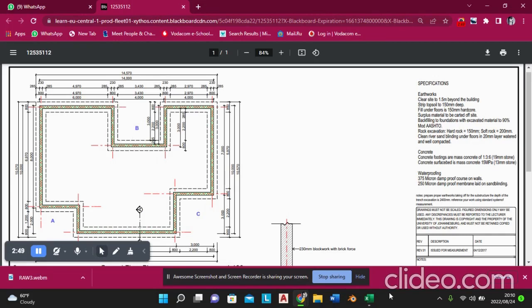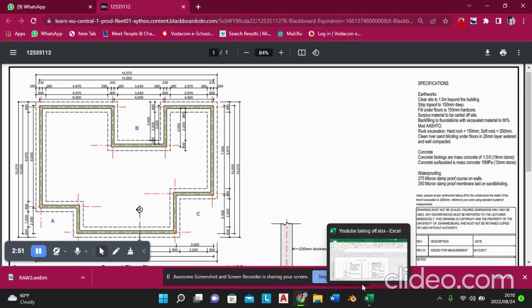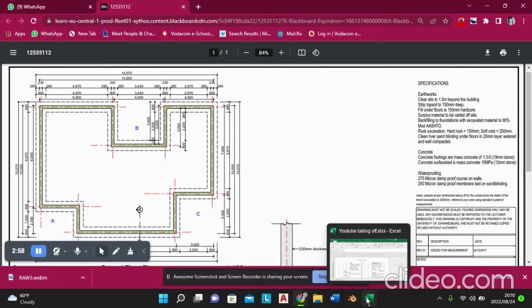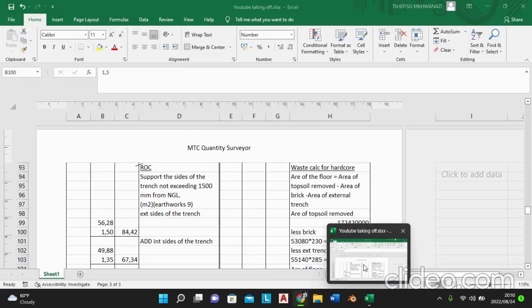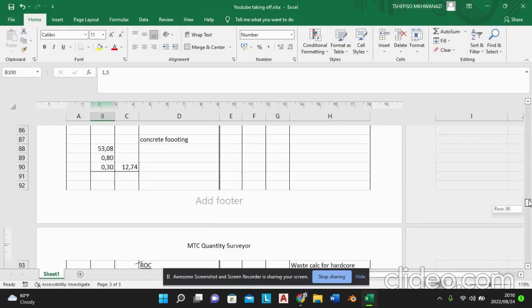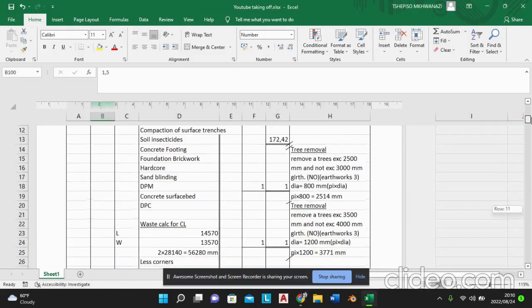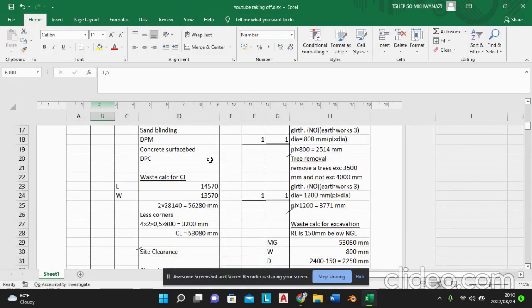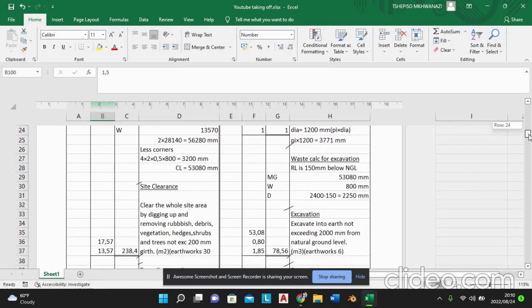You just go to your topsoil removal, your waste calculation for center line, and then you don't deduct anything. You just use the perimeter. Let me go to the waste calculation for the center line so that I can show you. We did our waste calculation for the center line. This is our perimeter for the external trench. We don't have to deduct anything. We just use it as it is. So we have this, our perimeter, and then the depth.